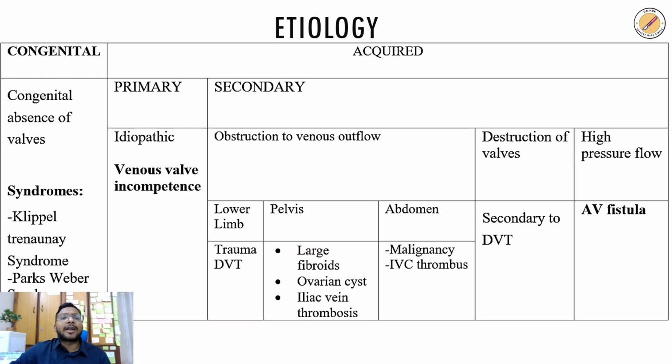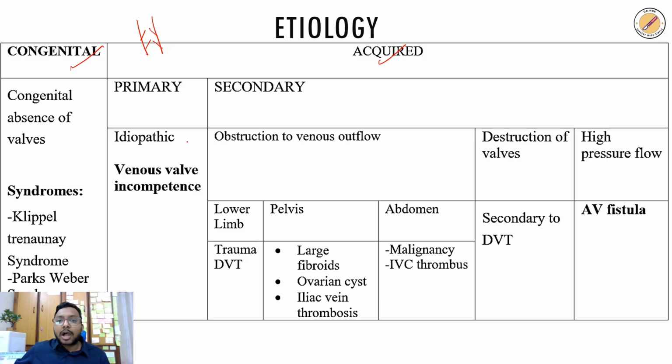Now, coming to etiological factors, varicose veins can be broadly because of two main reasons. One is congenital and the other one is acquired. Congenitally, a few people will have absence of valves. We know the main essential component of veins is valves. In a few people, there will be absence of valves that can lead to congenital varicose veins. And two important syndromes we need to remember regarding varicose veins are Klippel-Trenaunay syndrome, and the other one is Parkes-Weber syndrome.